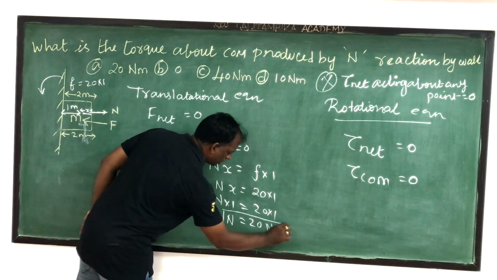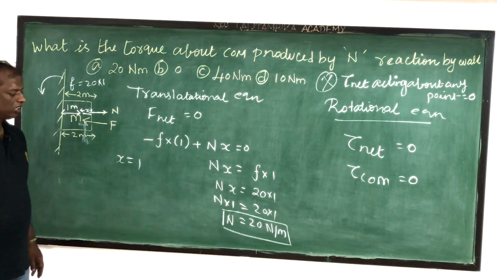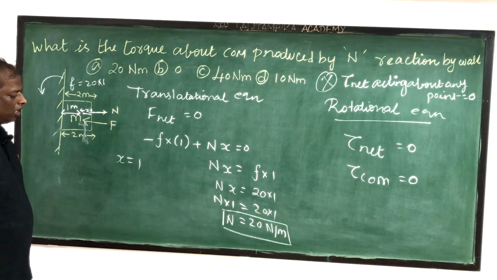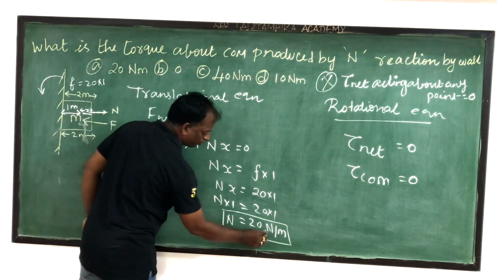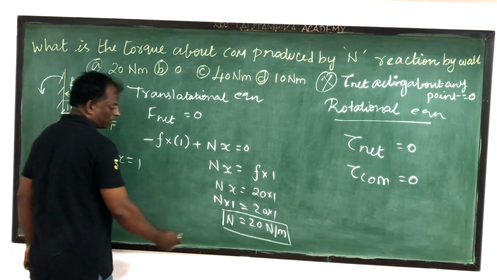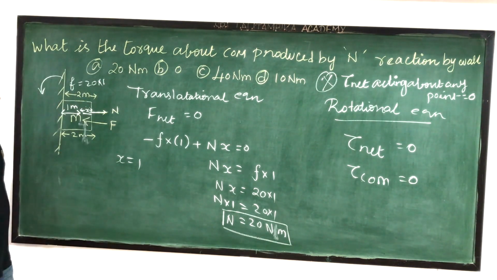So this is the net torque acting by a normal reaction force. So this is produced by the normal reaction by a wall. It is 20 newton meter.